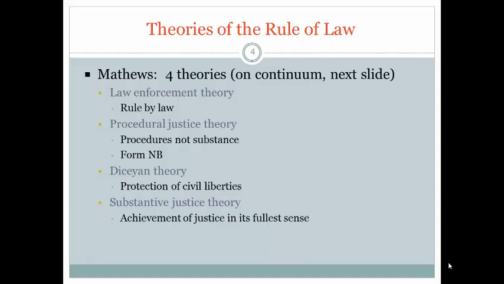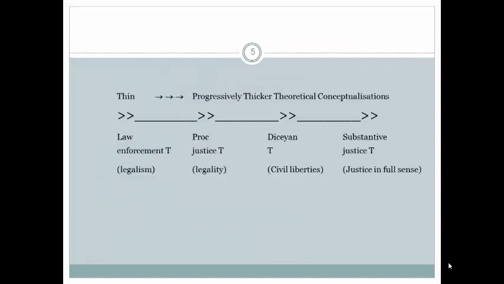And I'm going to repeat myself now to some extent by showing you this continuum. The T in this instance, that T, and that one, and that one, stands for theory, or theories. The law enforcement set of theories focus on legalism. So in other words, is it backed by law? We don't ask any questions about where that law comes from, whether it's good, bad, just, or unjust. But if you say, is it backed by law, and you answer yes, then you can claim compliance with the rule of law. So that's a very thin conceptualization of the rule of law.